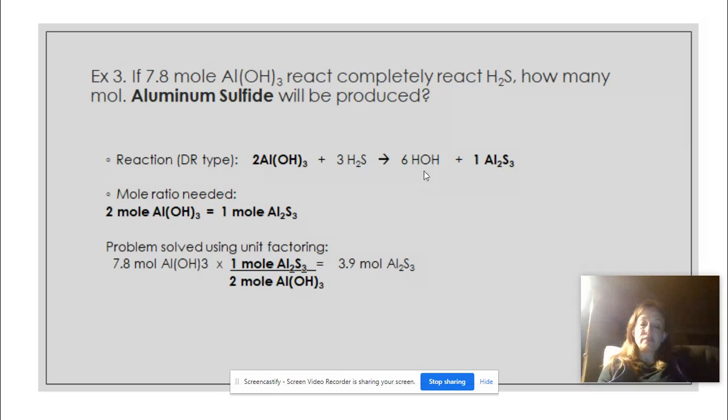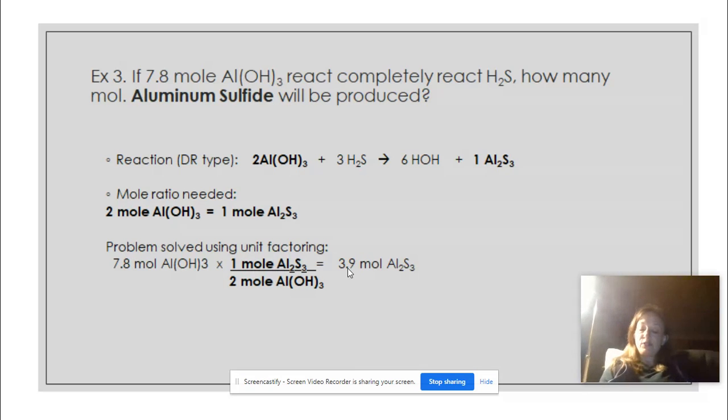H2O that is. And I see that I have 2 moles of aluminum hydroxide for every 1 mole of aluminum sulfide that is produced. So I wrote that down as the reaction ratio of 2 moles of aluminum hydroxide yield 1 mole of aluminum sulfide. And I started with what I was given, 7.8 moles of aluminum hydroxide. That should be a little 3, not a big one, times 1 mole of aluminum sulfide over 2 moles of aluminum hydroxide, and you make 3.9 moles of aluminum sulfide.